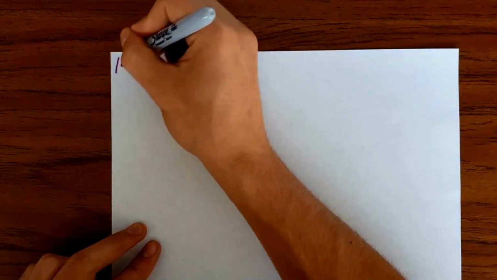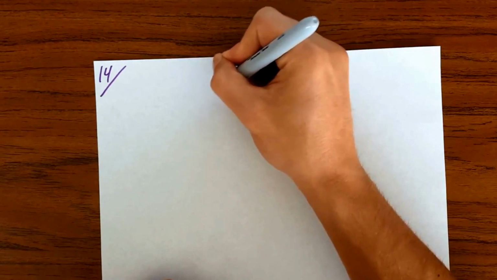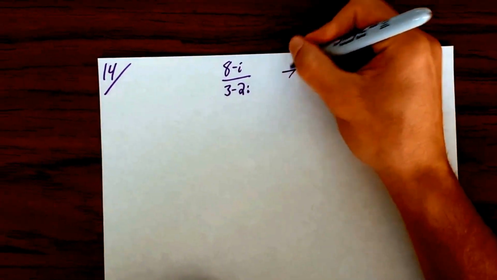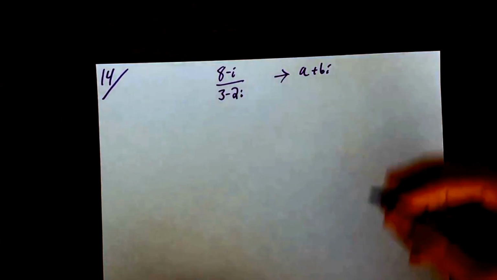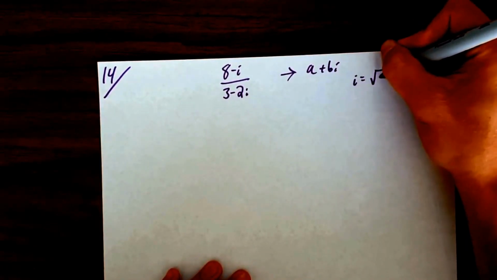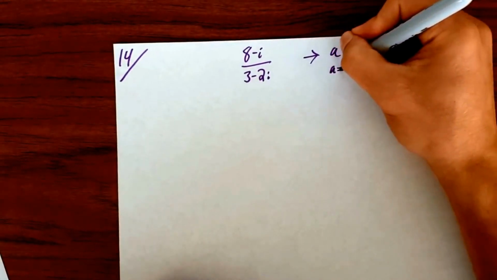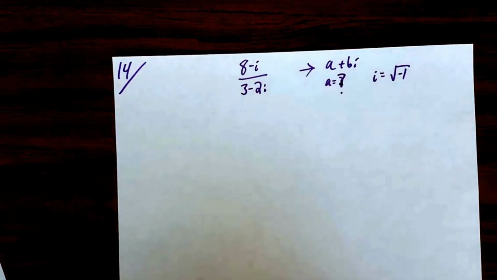So 14, you're going to have to use your imagination, dealing with complex numbers now. So you have 8 minus i divided by 3 minus 2i. You have to rewrite it in the form a plus bi, where i is the square root of minus 1, and it wants to know what a is equal to.